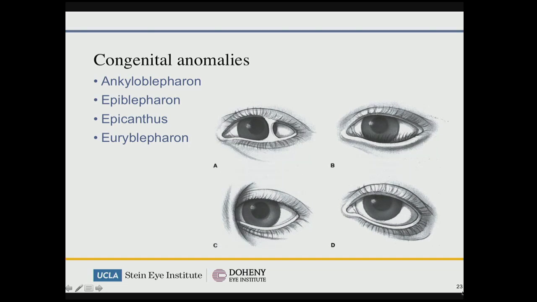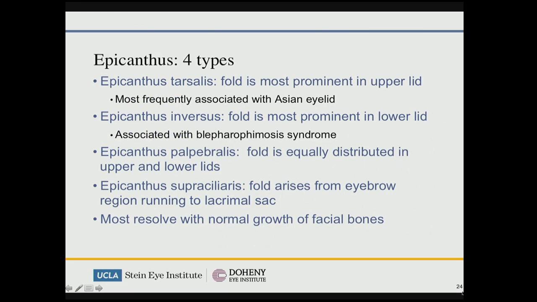This is epiblepharon, in which the lower lid pretarsal muscle and skin ride above the eyelid margin. The eyelid margin is in a normal position, but they ride above and push the cilia upward and often cause irritation of the cornea. In epicanthus, there's this medial fold of skin, and in euryblepharon, there's a widening of the horizontal palpebral fissure. There are 4 types of epicanthus, and epicanthus tarsalis is most frequently associated with the Asian eyelid. Epicanthus inversus is associated with blepharophimosis syndrome, and most of these forms resolve with normal growth of the facial bones, although epicanthus inversus typically requires surgery.